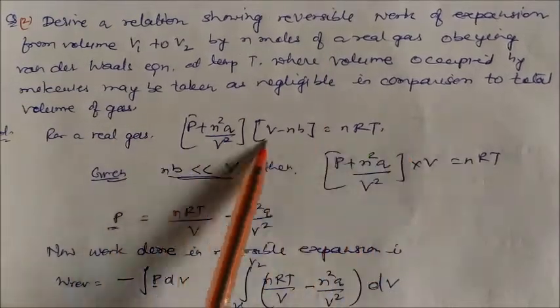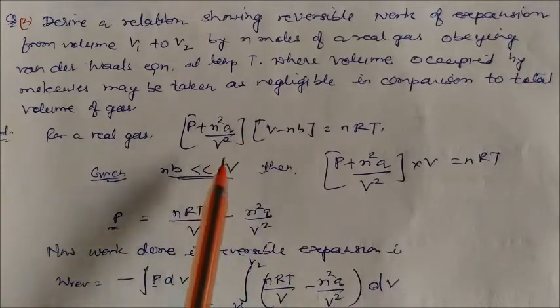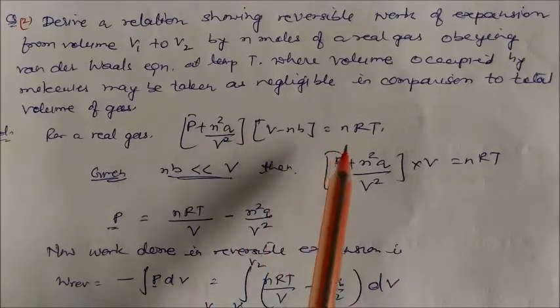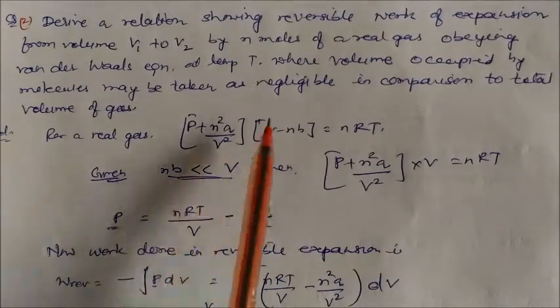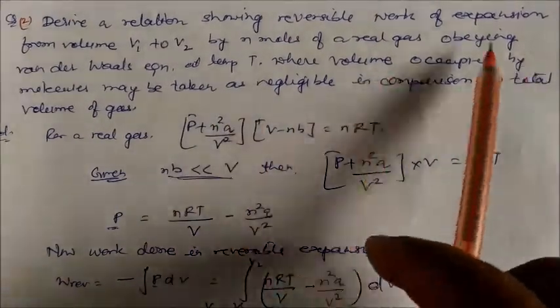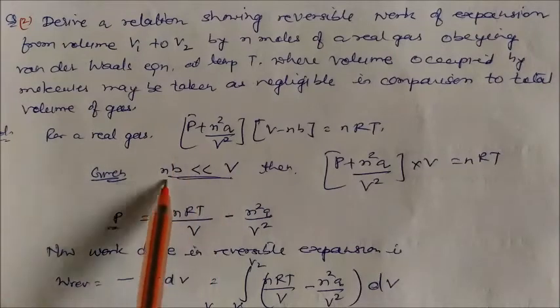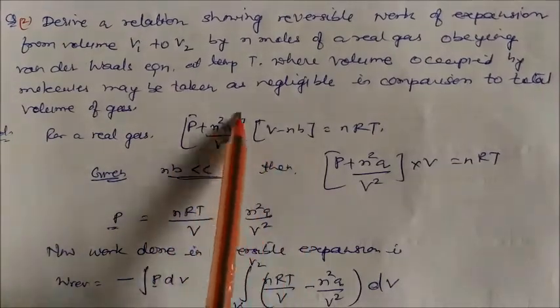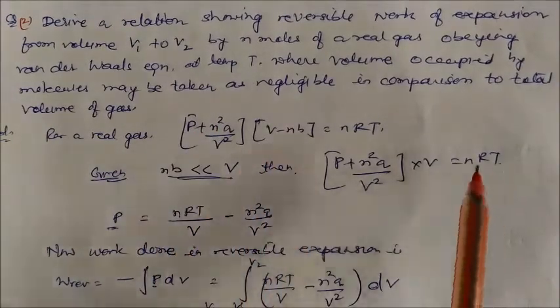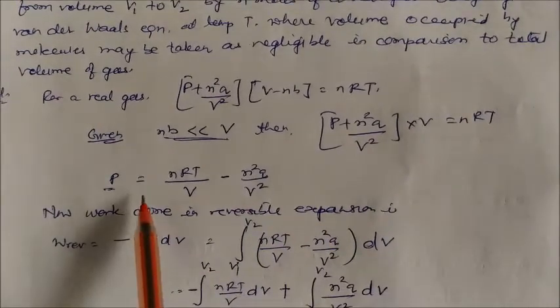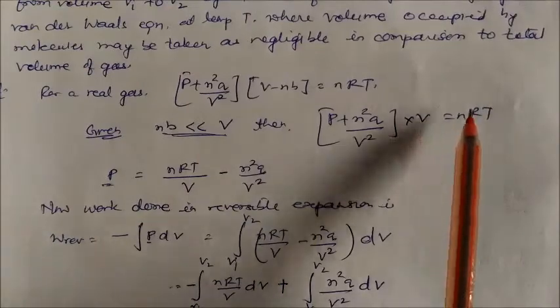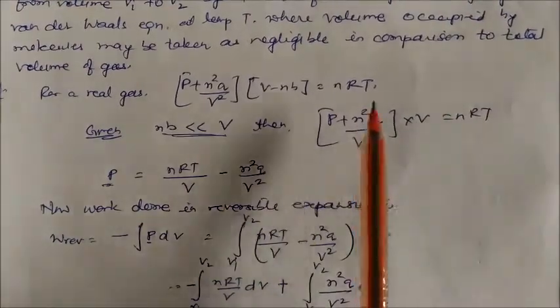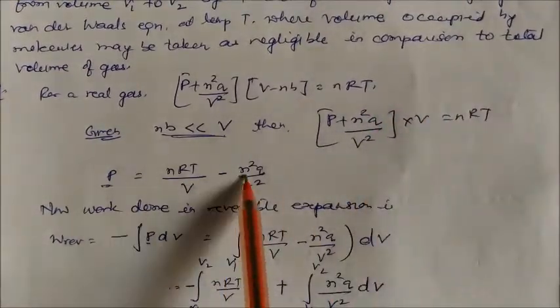This is the van der Waals equation: (P plus n square a by V square) into (V minus nb) equals nRT. Now nb is very small compared to V because the volume occupied by the molecules is negligible, so we can ignore this value. We can write this whole multiplied by V equal to nRT. So we can write P equals nRT by (V minus nb) minus n square a upon V square. So nRT by V, and you take this whole value to this side, and you get this equation.